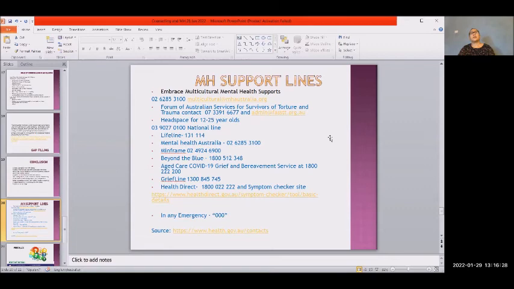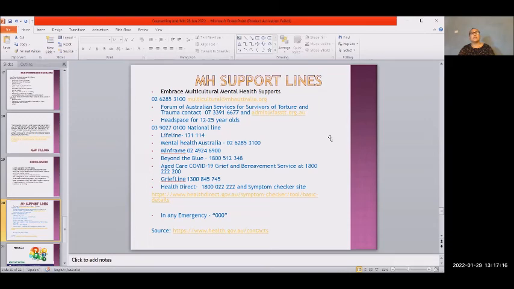Similarly, Embrace Multicultural Mental Health Support is a kind of non-profit organization. We can contact them as well. And the Forum of Australian Services for Survivors of Torture and Trauma, we can contact on 0733916677. And Aged Care COVID-19 Grief and Bereavement Service. Of course, this is a pandemic situation. It is still around us. We're losing our loved ones and community members as well. If there is a situation of grief and bereavement, you can get the service at 1800 222 200.